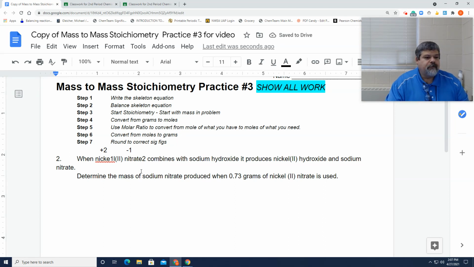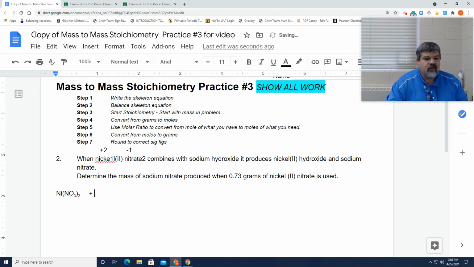Okay, so let's go ahead and start that one down here. So we're going to have nickel 2. The symbol for nickel is Ni. Then we only have 1 of those, but we have 2 nitrates. And if you remember from the other sheet, nitrate was NO3. And since we have 2 of them, we put our parentheses and our subscript there. So there's our nickel 2 nitrate.